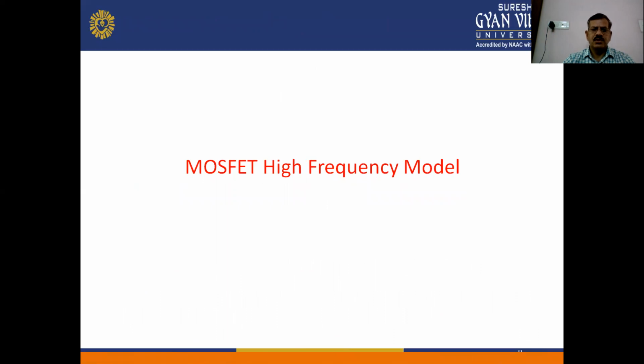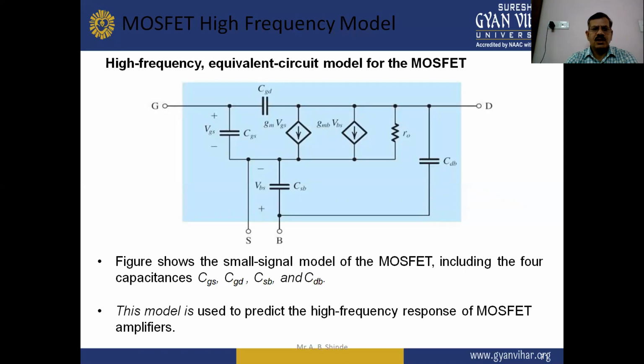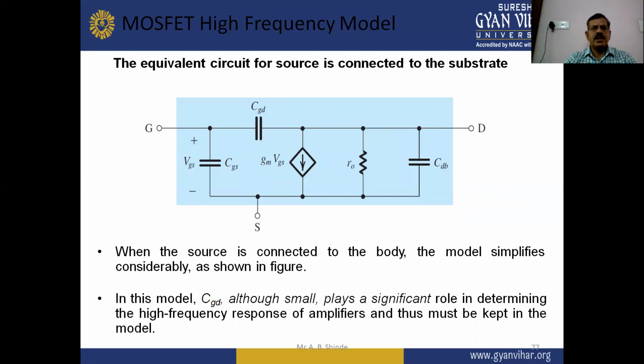Next, the MOSFET high frequency model. In the high frequency model, the equivalent circuit model for the MOSFET is as shown in this figure. This figure shows the small signal model of the MOSFET, including the four capacitances CGS, CGD, CSB, and CDB. This model is used to predict the high frequency response of MOSFET amplifiers. In the equivalent circuit, the source is connected to the substrate. When the source is connected to the body, the model simplifies considerably, as shown in the figure.